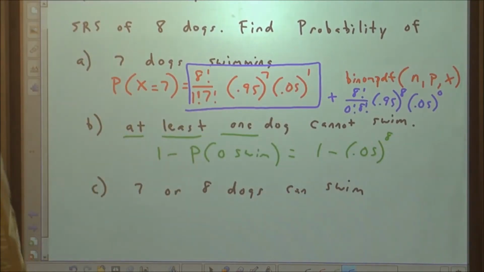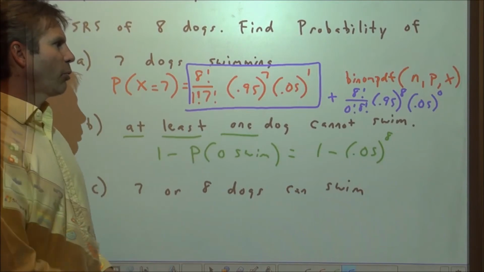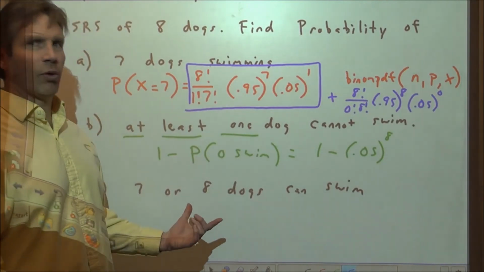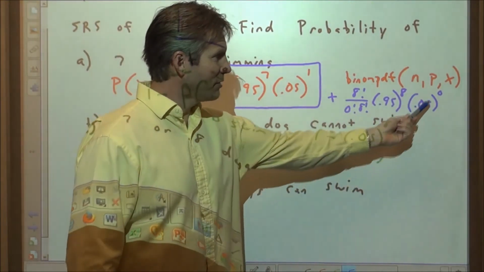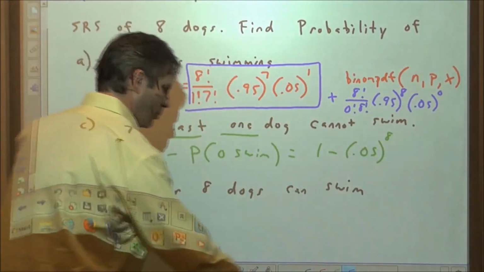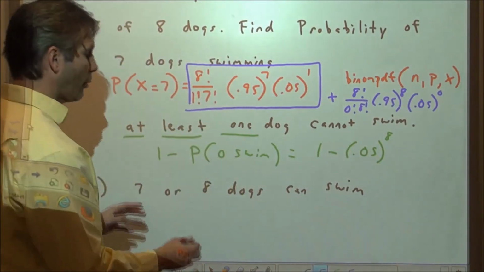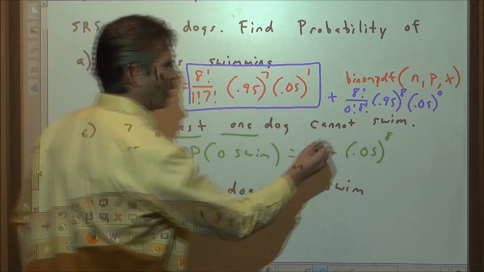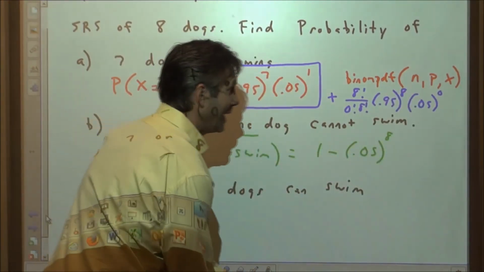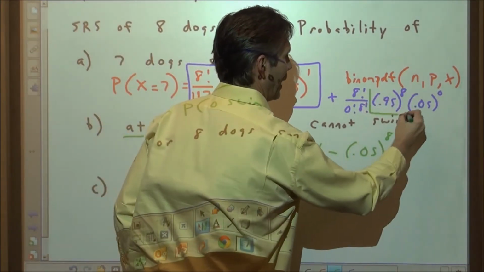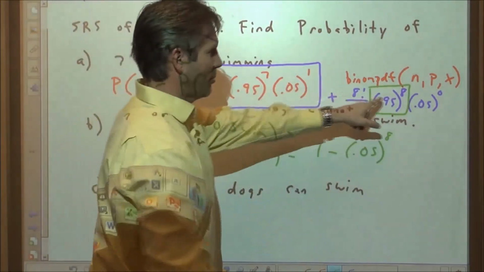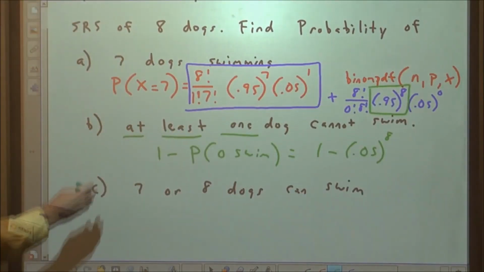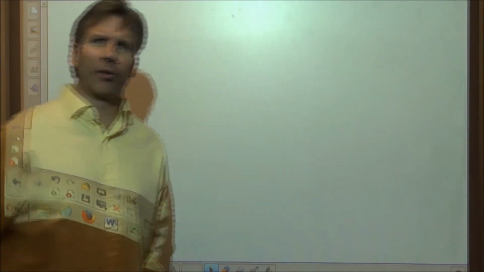But a more sophisticated approach would be to say there's only 1 way you can end up with 8 dogs that can swim out of 8 dogs, and this guy right here equals 1, and anything raised to the 0 power is equal to 1. So really, the quickest way to come up with 8 dogs that can swim is simply to multiply 0.95 to the 8th power. So the answer to this would be the probability of 7 successes plus the probability of 8 successes. So just be comfortable with that. That's a quick rundown of binomial probabilities. Good luck.